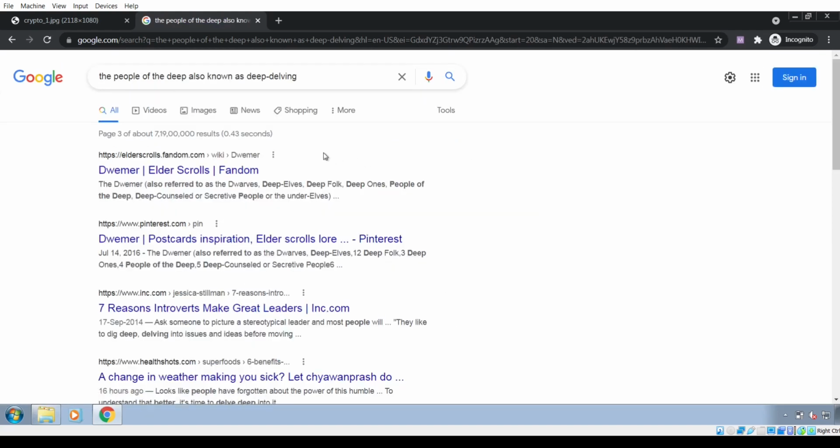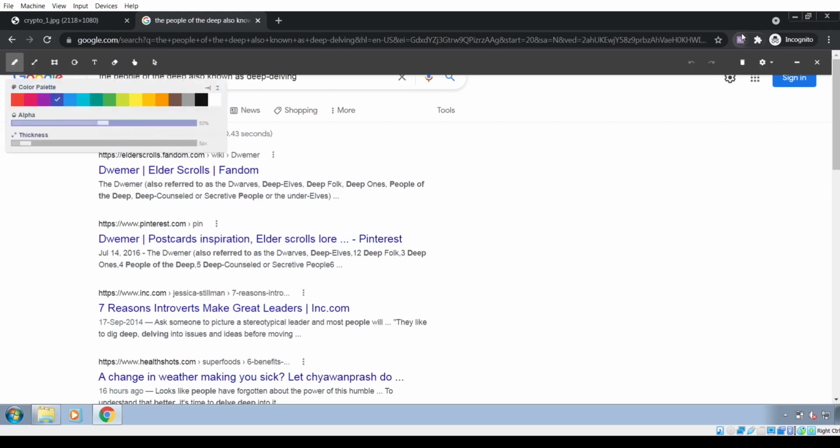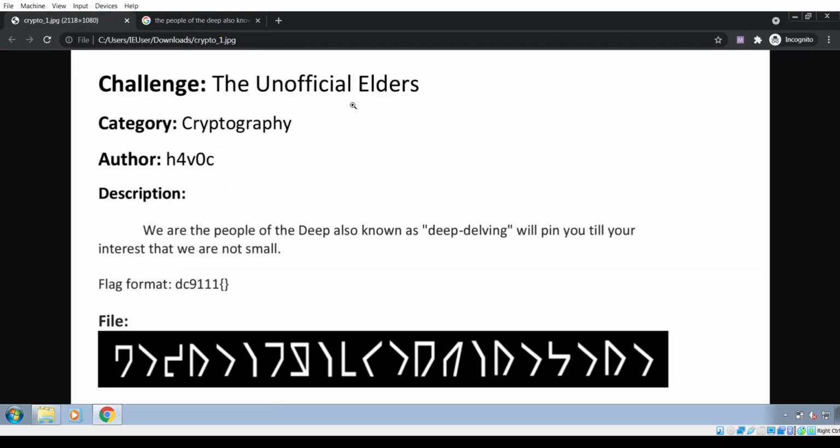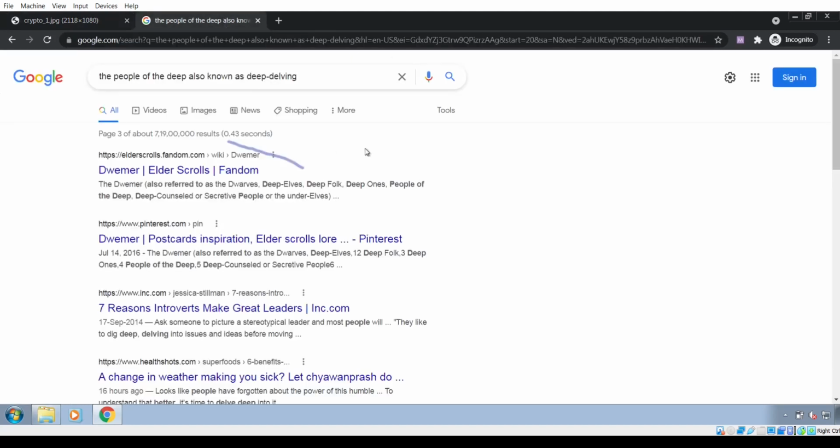So here it is, also known as deep. What I see is that there is a certain website telling us about the Elder Scrolls. It is named Elder Scrolls Fandom, a fandom website created by some fans or followers. What I can match from here is that the challenge is named the unofficial elders. So the challenge gives us a hint that what we need to find is the unofficial elders, and I see here the Elder Scrolls fandom.